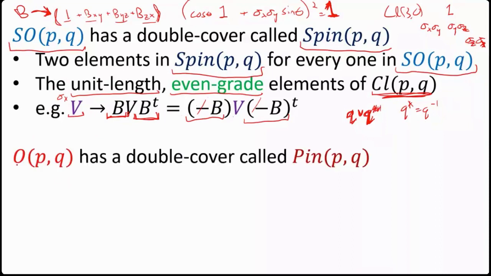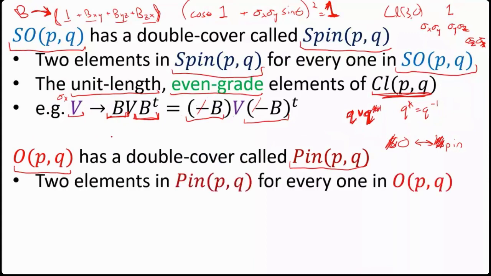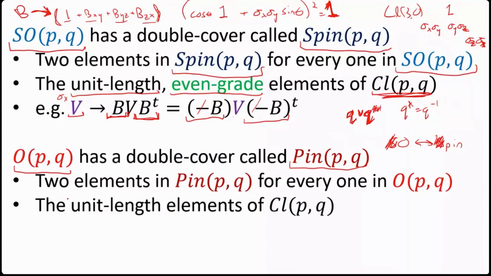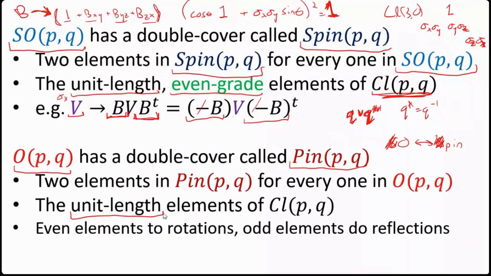And then also, this is kind of silly, but the orthogonal group has a double cover. Instead of being called Spin, it's called Pin. The reason it's called Pin is that since SO has a double cover called Spin, you just get rid of the S's, so O has a double cover called Pin. I'm not making this up. It's literally in textbooks and Wikipedia articles. So basically, again, there's two elements in Pin for every one in the orthogonal group. And instead of unit length even elements, it's just unit length.